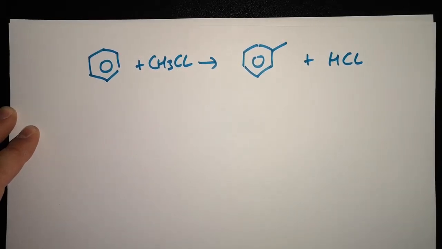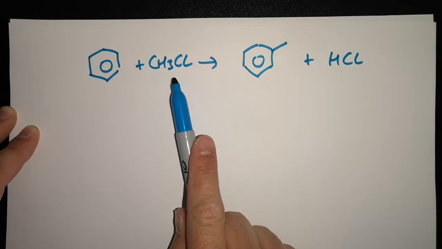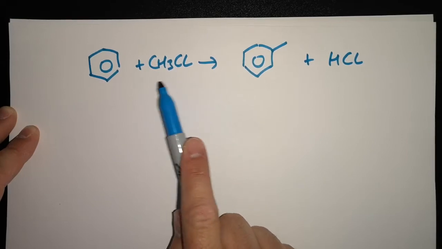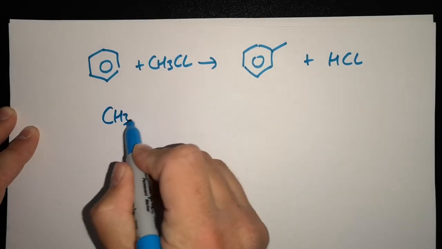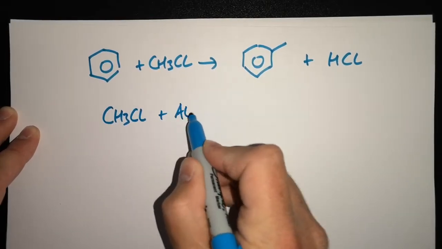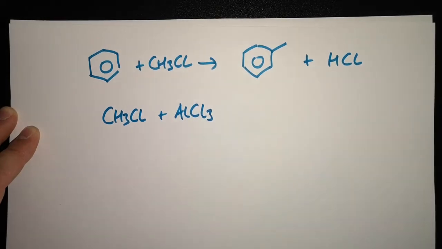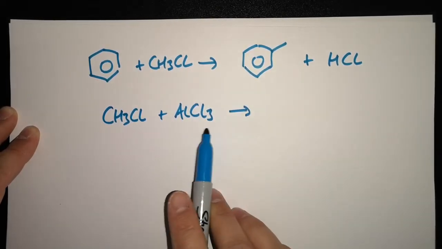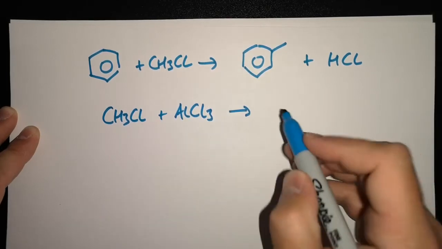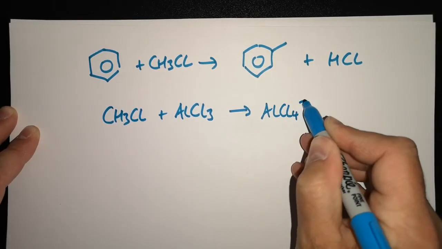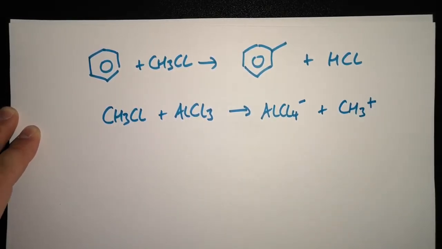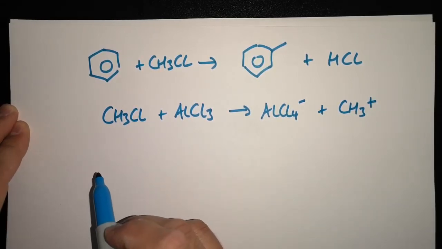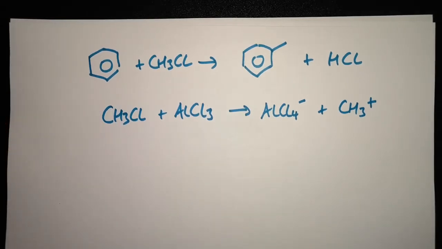Now, as you've probably come to expect, this is not going to cut it on its own. We need to make a more reactive electrophile from this in order to react it with the benzene. So we're going back to using halogen carriers. In this case I'm going to use aluminium chloride. The aluminium chloride will steal this chlorine here to make my AlCl4- ion, and it will leave the CH3 with a positive charge. So almost like a methyl ion. Very, very reactive. So when that comes close to the benzene, it will react with it.